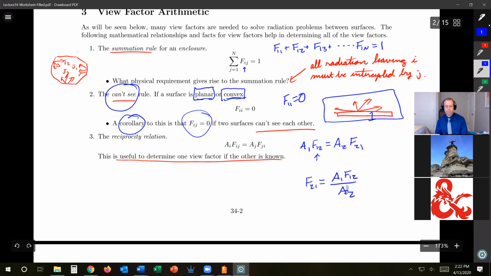Dr. Nuts, does that equation always work when there aren't just two surfaces? Yes, and so if I had like area 3, 5, it would be area 3 F3,5 is area 5 F5,3.